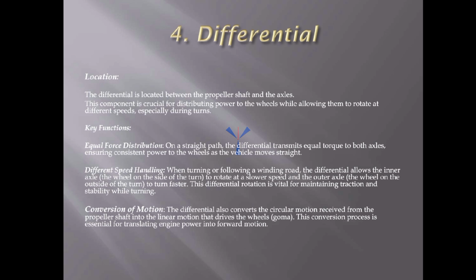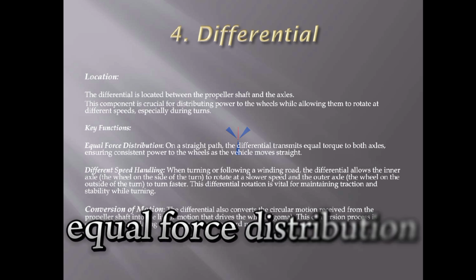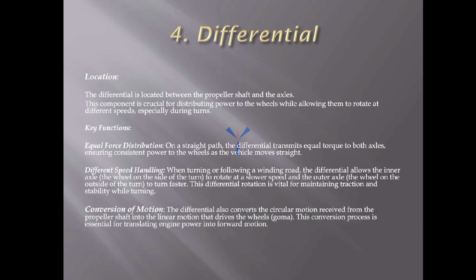So let's look at its key functions. 1. Equal force distribution. On a straight path, the differential transmits equal torque to both axles, ensuring consistent power to the wheels as the vehicle moves straight.